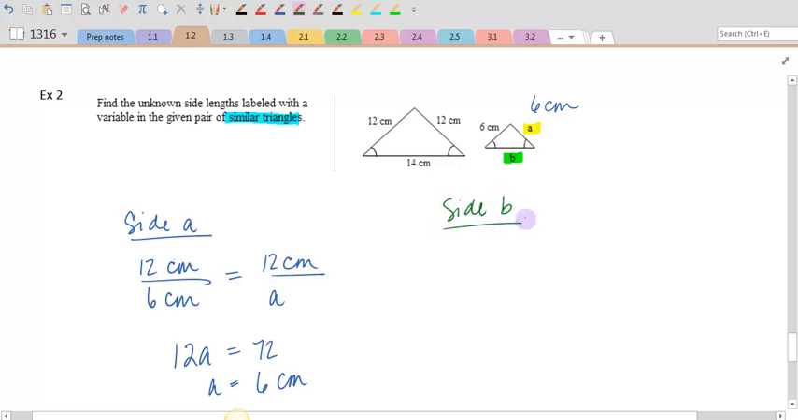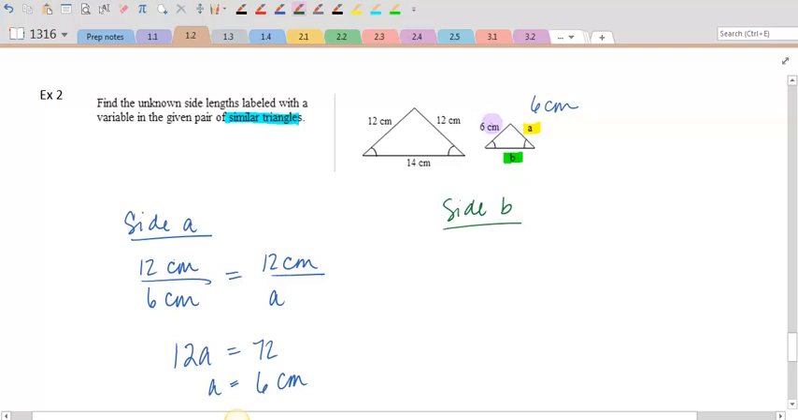So as long as we're using the definition of similar triangles and setting up proportions, it really doesn't matter how I set up my proportion, as long as I'm consistent in what I'm comparing. So this time let's compare all big sides to all little sides. So I've got to have all big sides to all little sides.